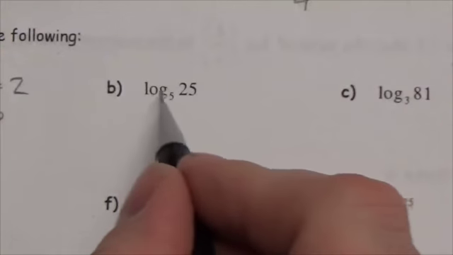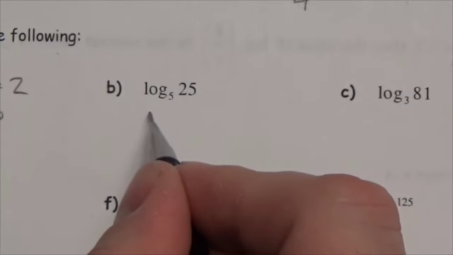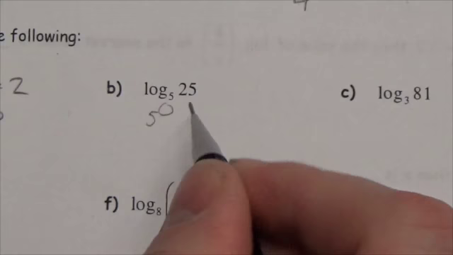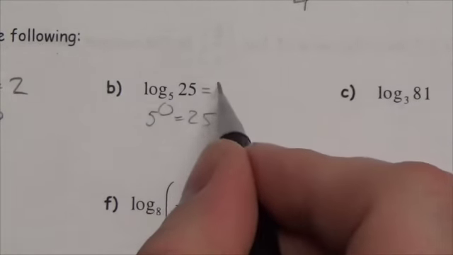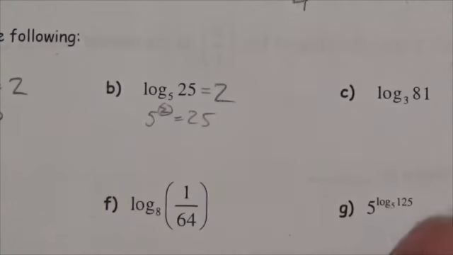Log base 5 of 25. Now this is asking me what exponent do I have to put on 5 so that it becomes equal to 25? Think about it for a second, it's got to be 2. 5 squared is equal to 25.